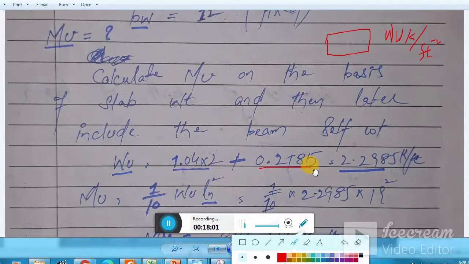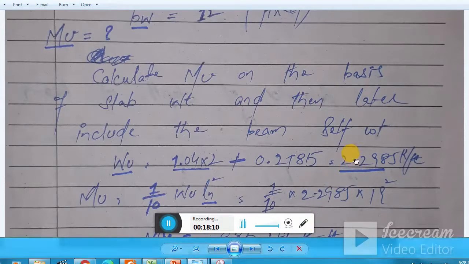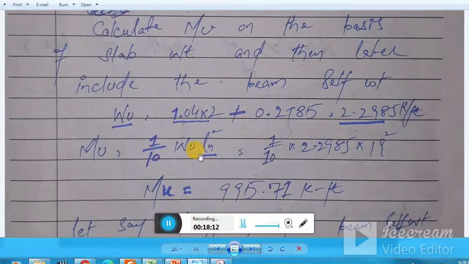Now adding these two, you got this one, and now you see the rest of the calculation, that is 110 times WU ln square. 110 is that coefficient. I select the larger value to give me the maximum moment, to find out the larger depth. So that's why I'm using a conservative approach, not 116, 111. I use the larger one.